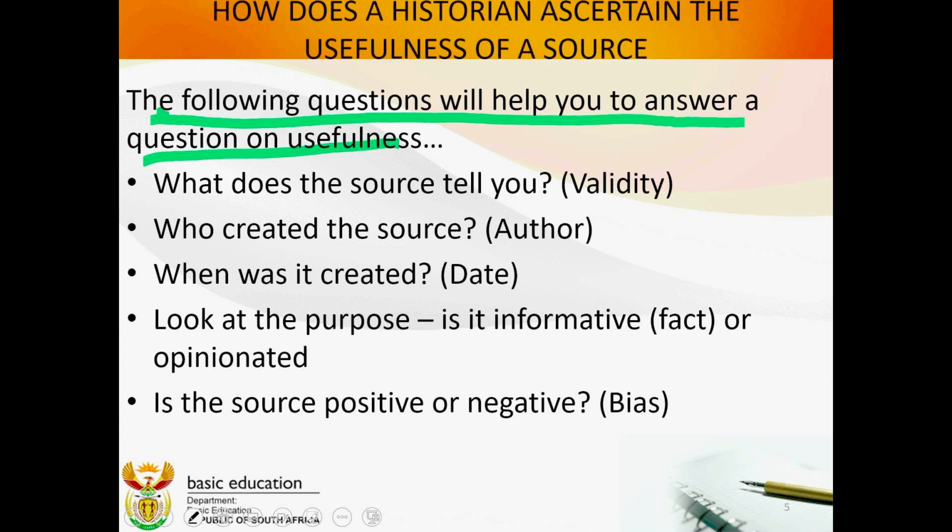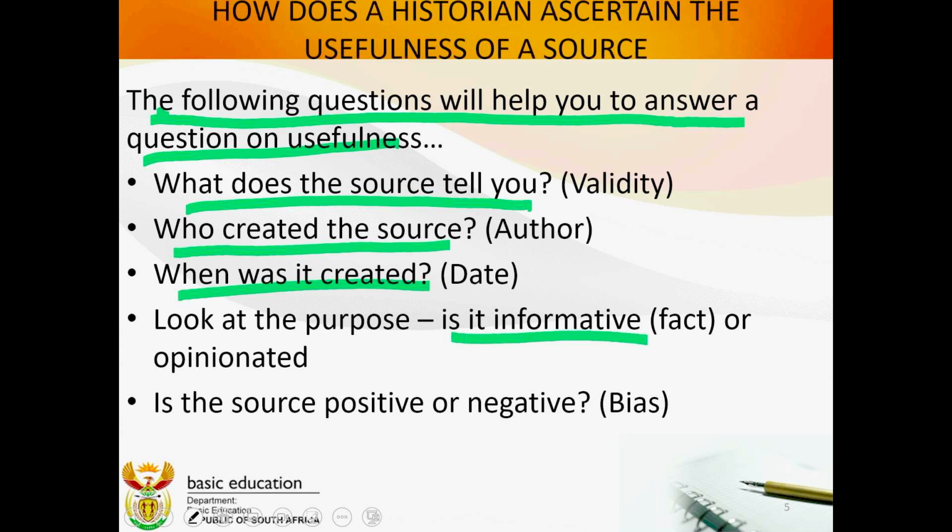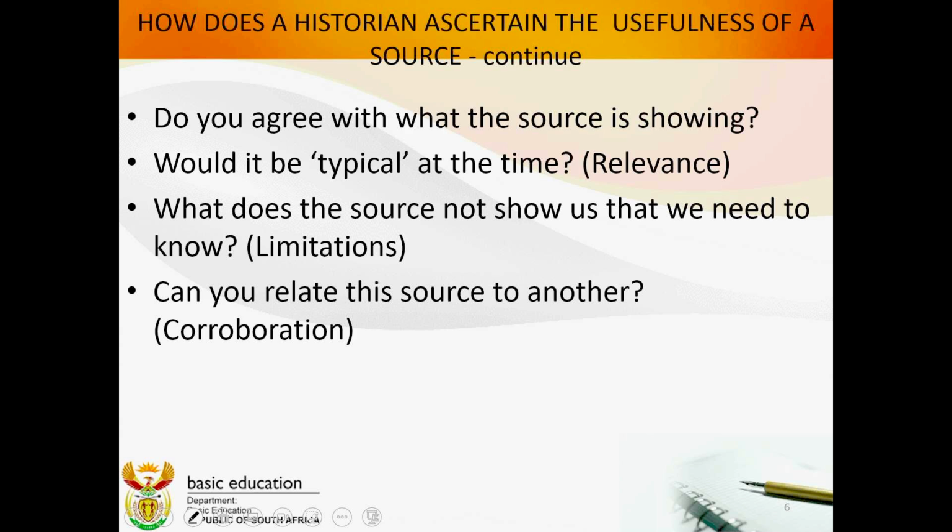What does the source tell you? Who created the source? That is the author. When was it created? That is the date. Look at the purpose. Is it informative or factual, or opinionated? Is the source positive or negative? It means all these aspects are applicable to the previous slides, that is, on reliability. Let's quickly focus on the next slide.